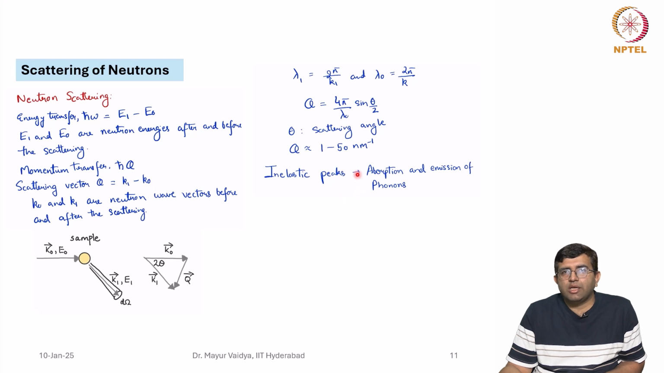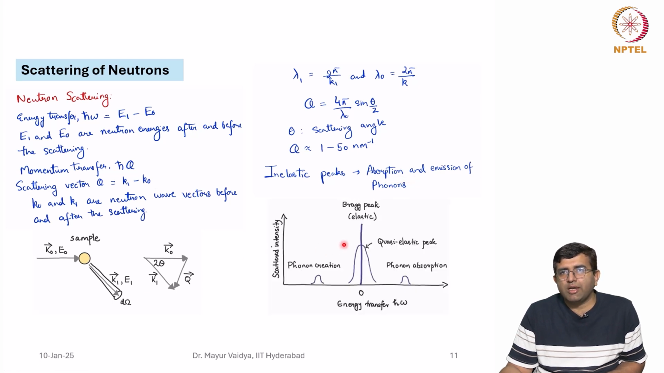Now, this is about the elastic scattering. When inelastic peaks come, they come due to the absorption and emission of phonons. This we also show here schematically. At the center, what you see is the elastic peak where the energy transfer happens, and inelastic peaks where the absorption and emission of phonons happens. There the scattered intensity, you can also see the peak here.